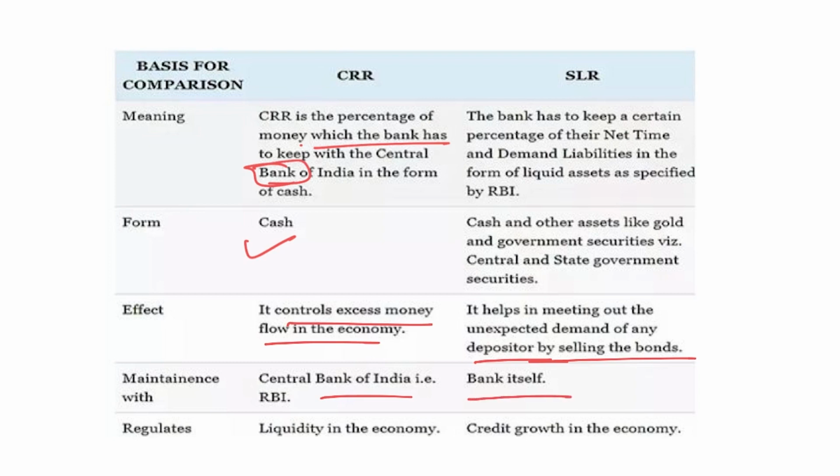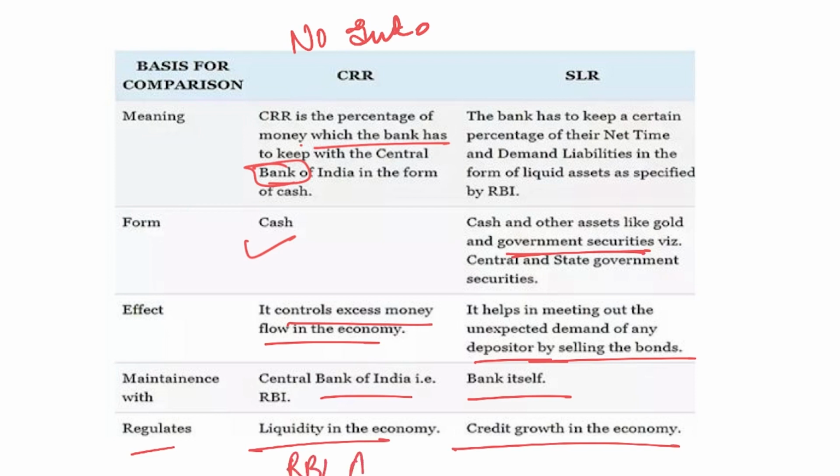One of the other major differences is that on CRR, the commercial bank does not get any interest as a return for maintaining it, but in case of SLR they do get an interest rate for maintaining it, as the money spent on government securities fetches them a rate of interest. Next is, CRR regulates liquidity and SLR regulates the credit growth in the economy. And the last point of difference is, CRR is mentioned under the RBI Act 1934 and SLR is mentioned under the Banking Regulation Act.